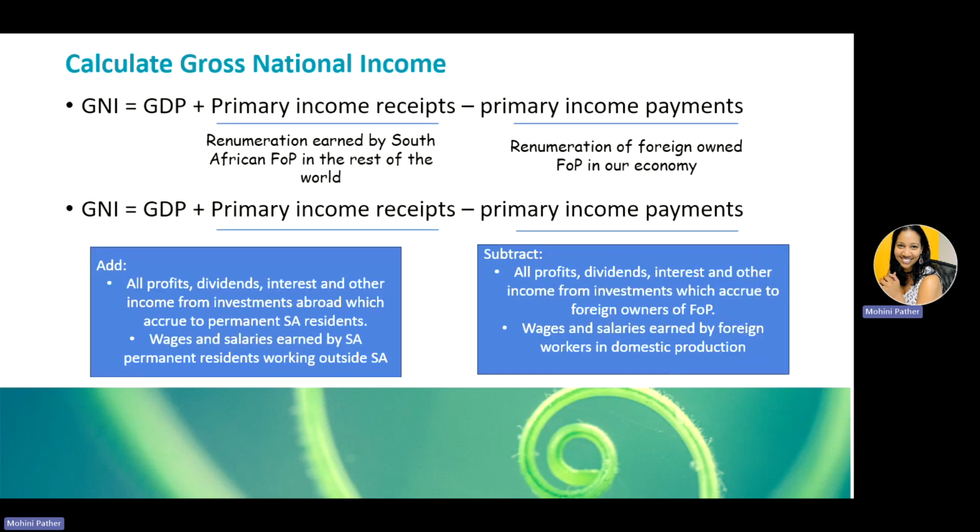So if you are asked to convert GDP to GNI, you need to add the primary income receipts, which means all South Africans earning remuneration in the rest of the world needs to be added. And you need to remove all the remuneration earned by foreigners within our economy. So what you're trying to say is only what do the citizens earn, not what is produced or paid within the boundaries of our economy, but how much our citizens earn internationally and nationally.